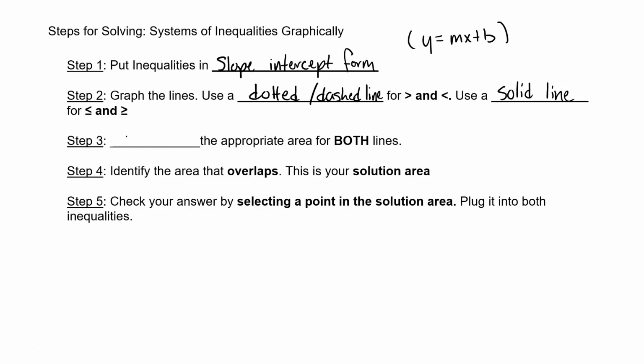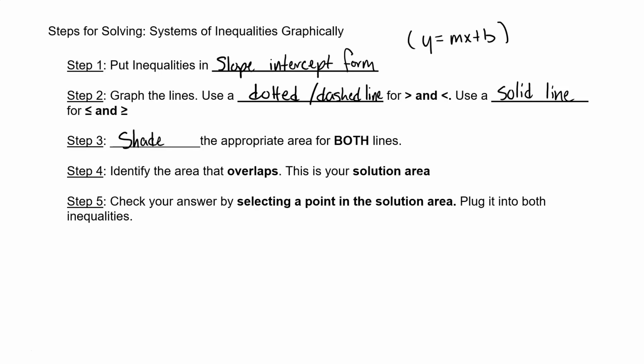Step 3, shade the appropriate area for both lines. I believe on your notes it says lightly shade, and it gives you the tip to use two colors. I have a technique that I will show you where we can shade both sections and see where it overlaps, a technique that you can use one color with. But if you have two colors and want to do that, that is also acceptable.